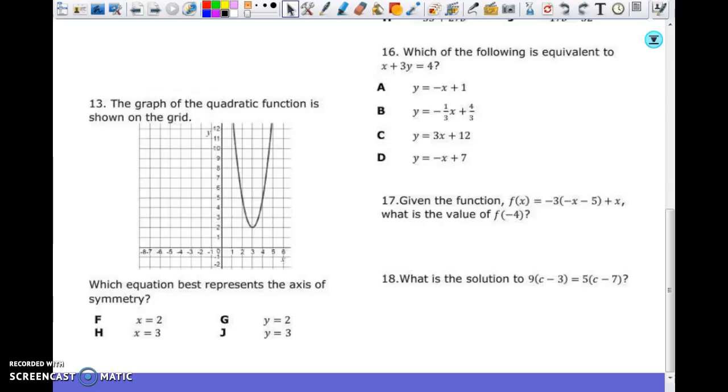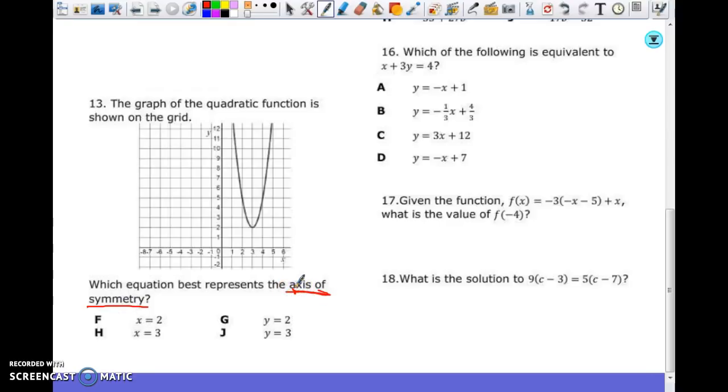So the graph of the quadratic function is shown on the grid. So they give you this quadratic function. Remember this U shape that we call the parabola? Okay, that's a quadratic. Which equation best represents the axis of symmetry? So do y'all remember what the axis of symmetry is? Right? It's that line in the middle, right?